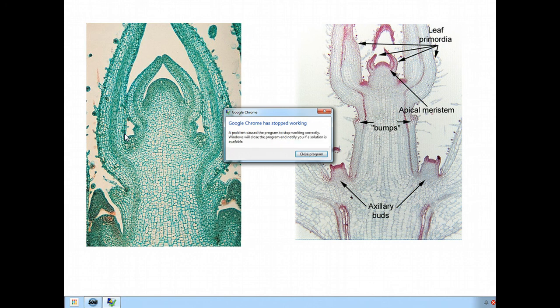Okay? When you pull the top of the plant, the buds out.